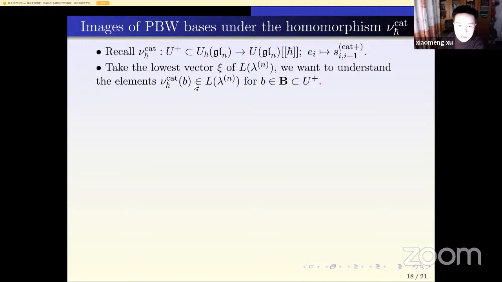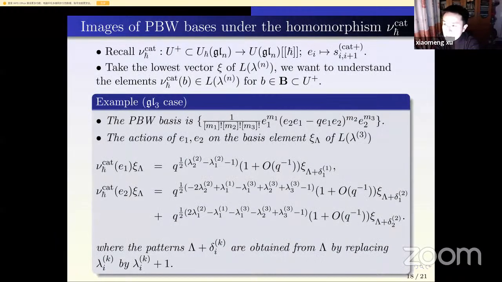Sorry, here I forgot to write. So this is an element inside U(gl_N)[[h bar]], and I let this element X act on C, the lowest vector. Then I get another vector in the irreducibles. So basically I want to understand what the images of the PBW basis are under this quantum Stokes map. Here I give a 3x3 example.